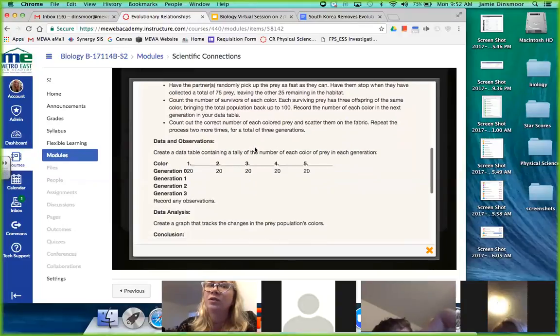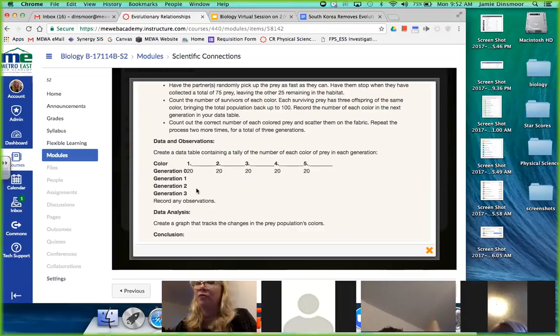Right? So each surviving prey is going to have 3 babies. So let's say after I'm done, I've grabbed all my 75 squares, I have 25 left. Let's say I have 5 of each color. So I have 5 of the yellow ones, I have 5 black, I have 5 white, I have 5 blue, and 5 red, or something like that.